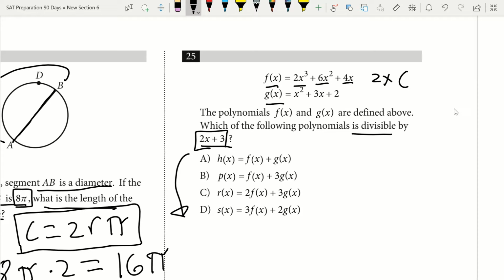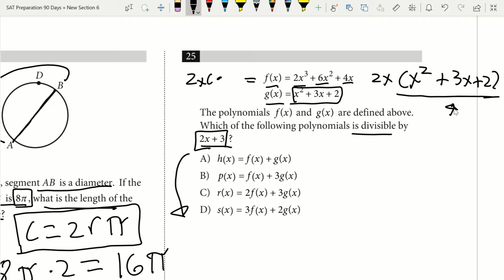So I'll factor out my 2x, and then I'll have 2x times x squared plus 3x, and then plus 2. Okay, so what do I see with this? Well, I see that g of x is x squared plus 3x plus 2, and that I can also have that up here in f of x. Well, then I could restate f of x, and I could just say that that's equal to 2x times g of x. Okay, so f of x is 2x times g of x.